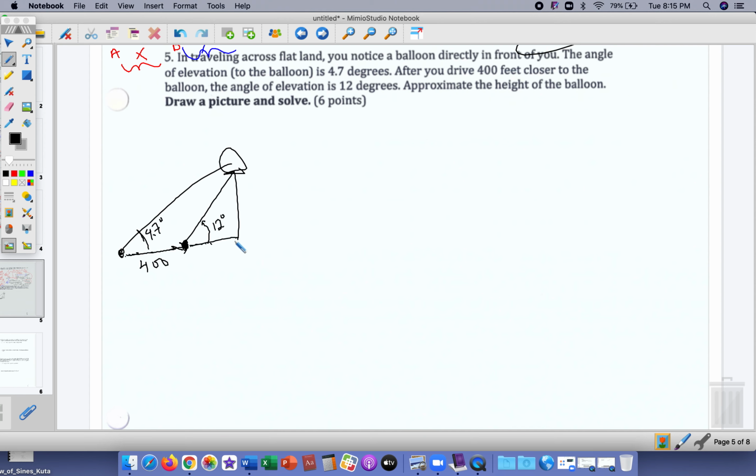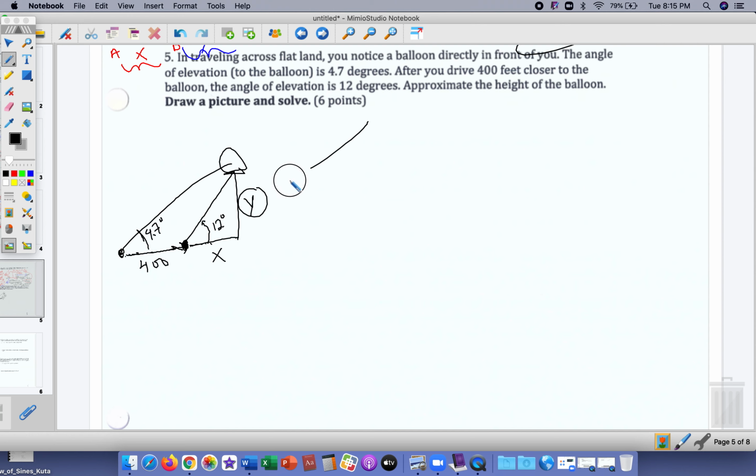That should make sense because as you get closer, the angle of elevation is going to get larger because you have to swing your head up farther the closer you get. So we don't know this little sliver we can call x. We don't know the height of the balloon. Approximate the height of the balloon. So we want y. So we have our two triangles, so I'm going to draw two different pictures and come up with two different equations.